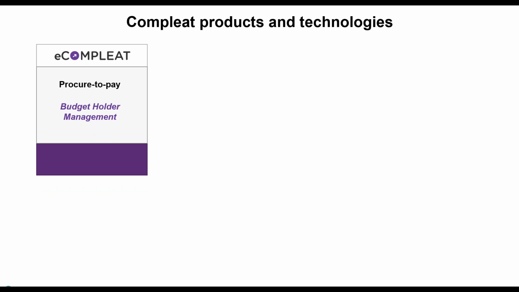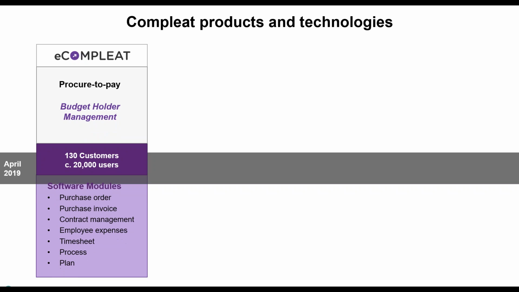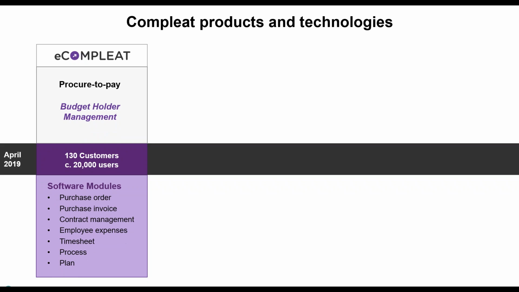So I'd like to briefly give you an overview of Complete's heritage, platforms and technologies. So firstly, we have our iComplete platform, which is our established spend management solution, which unites budget holders and finance through a comprehensive procure-to-pay product tailored to each business's specific requirements and integrated with their finance system. The modules include, as you can see, purchase order, purchase invoice, contract, expenses, timesheet, process and plan. And these can be implemented independently or used as components to configure a platform which enables you to manage all elements of the purchase to pay process.